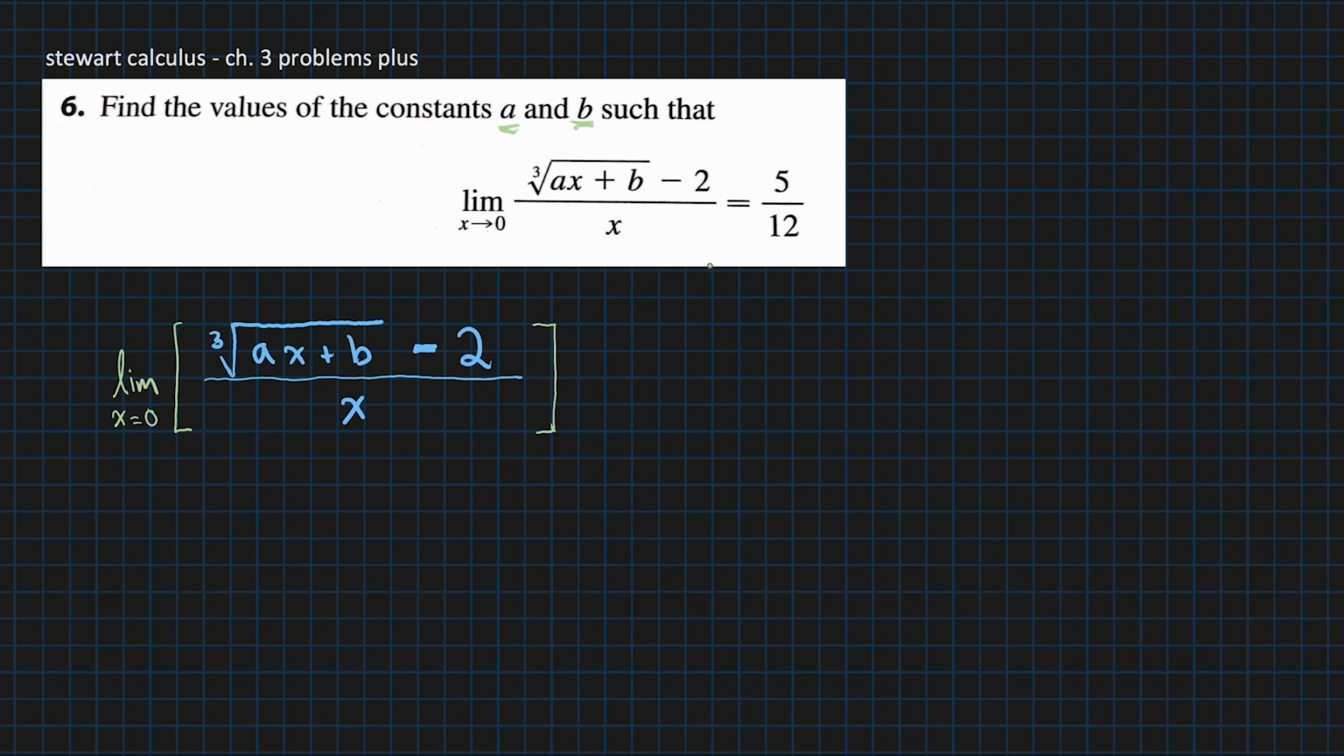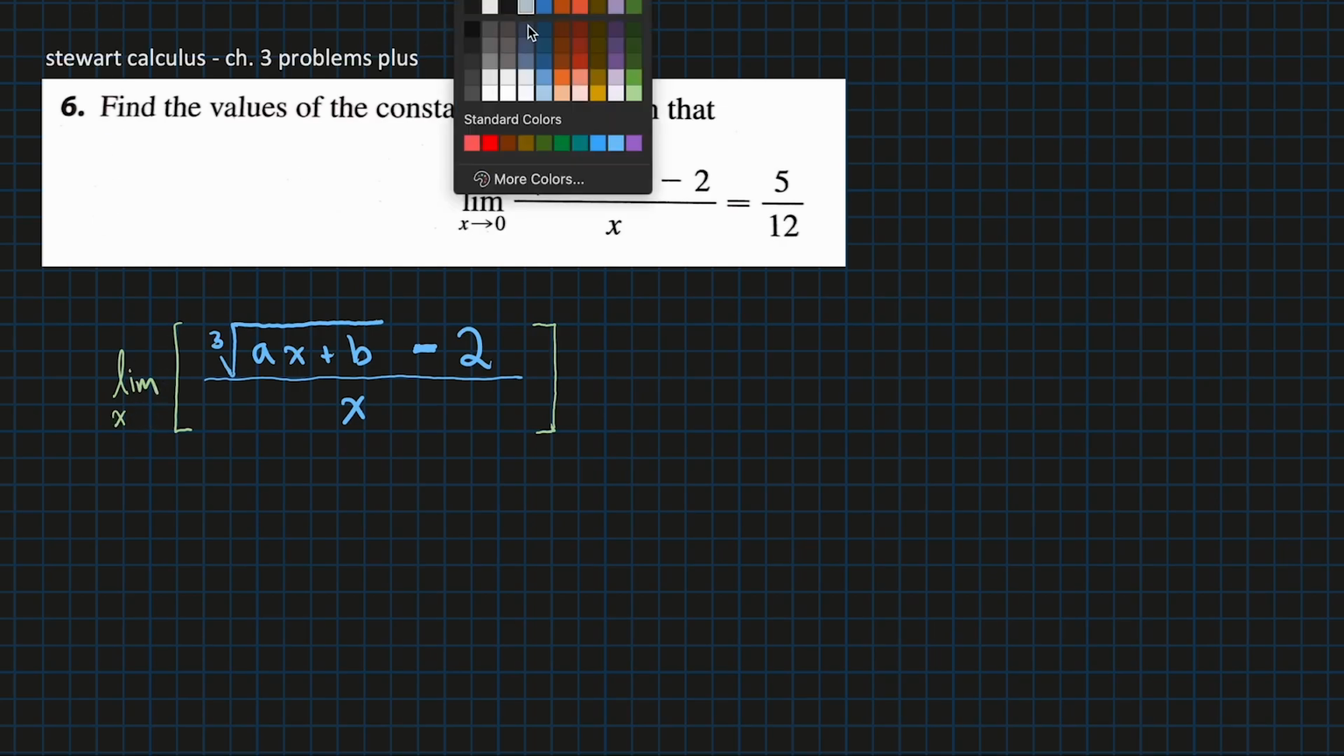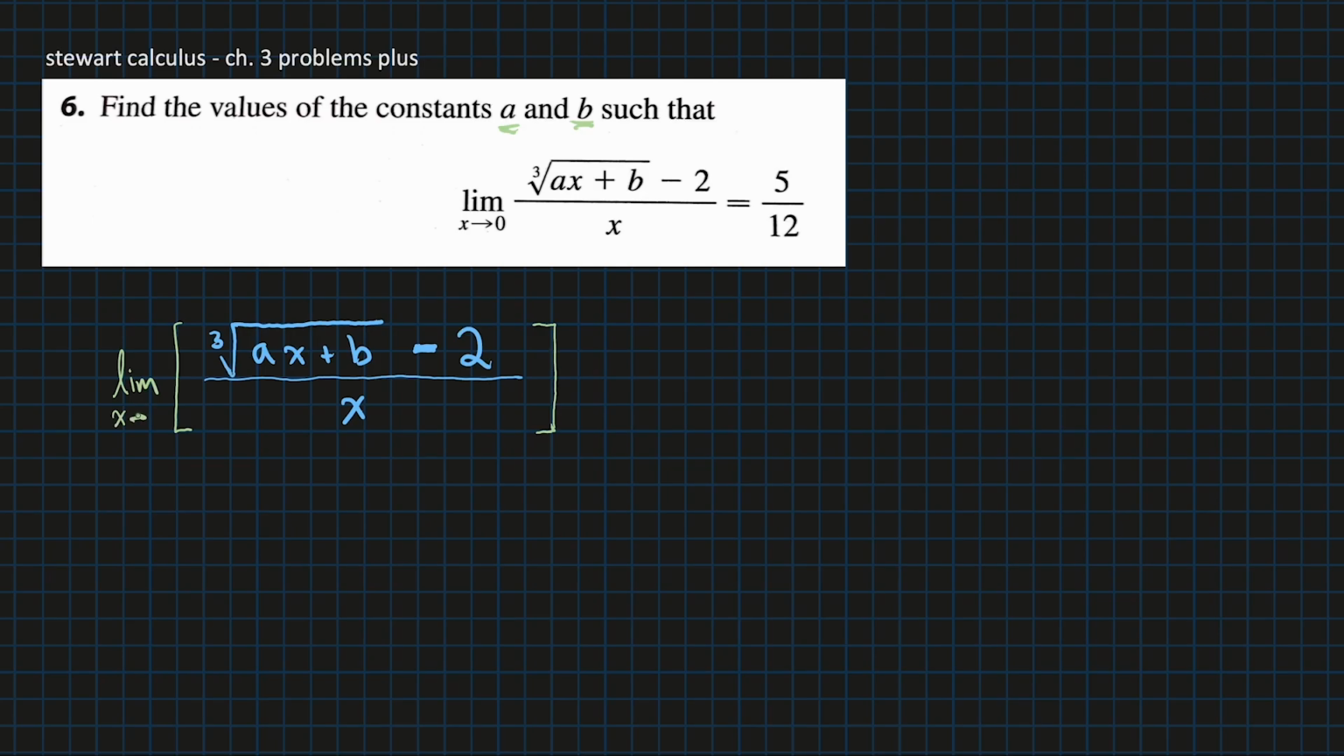Well, whenever I have a limit question, I always like to plug in what x approaches into the expression so I can try to deduce what happens, what to do after that. So you can see that I've copied down our limit expression here. It is the limit as x approaches 0 of the cube root of ax plus b minus 2, all over x. So let's plug in x equals 0 for our fraction here.